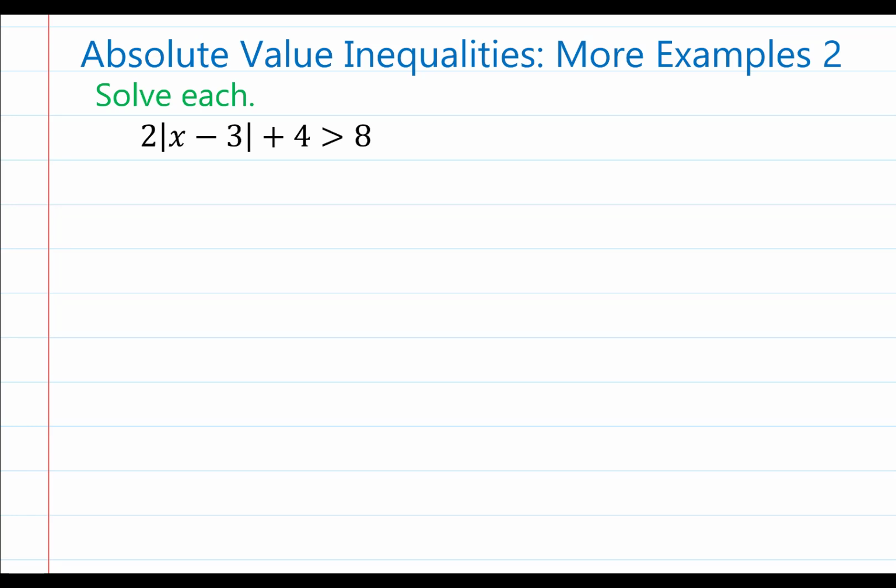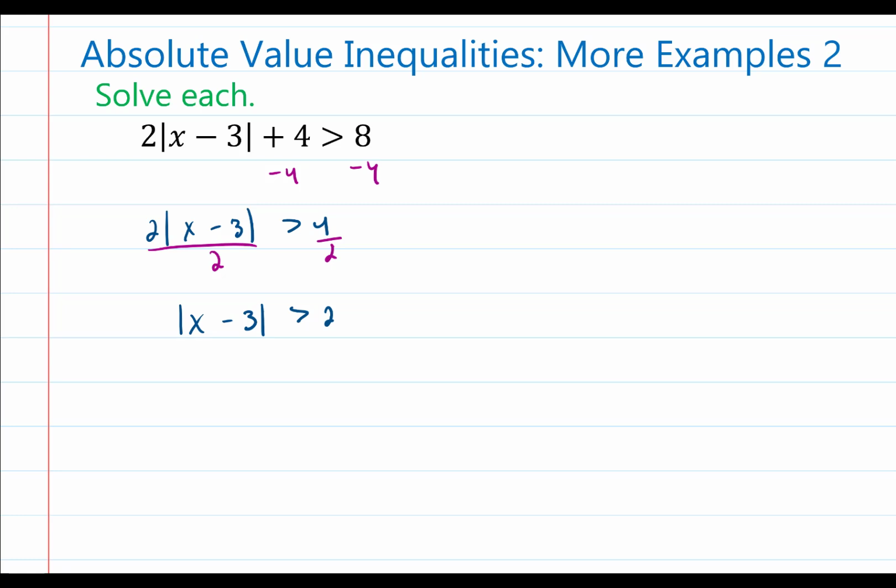When solving an absolute value inequality, our first step should be to isolate the absolute value. Our first step in doing this will be to subtract 4 from both sides. This will give us 2 times the absolute value of x minus 3 is greater than positive 4. We then divide by 2 on both sides. At no time should we distribute that 2. We need to divide it from both sides to isolate the absolute value. So we have the absolute value of x minus 3 is greater than positive 2.